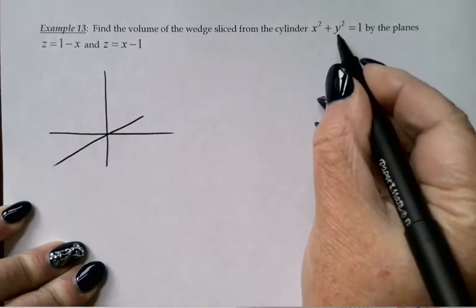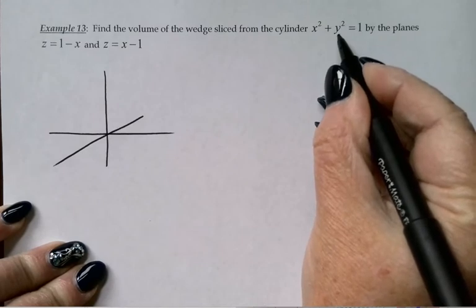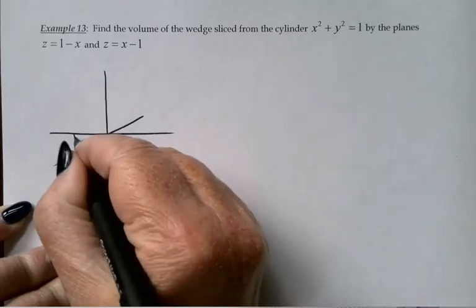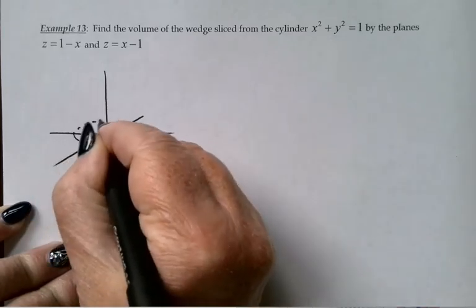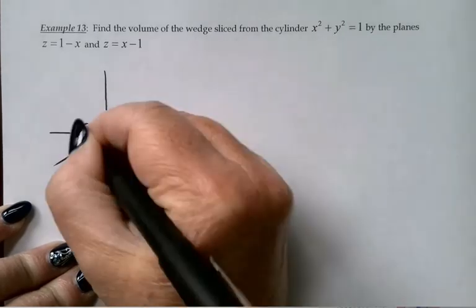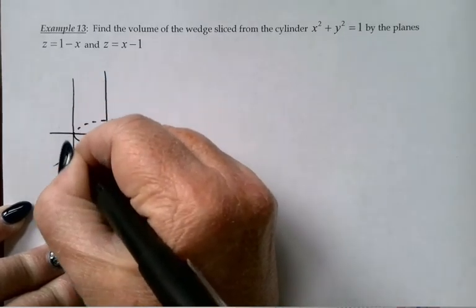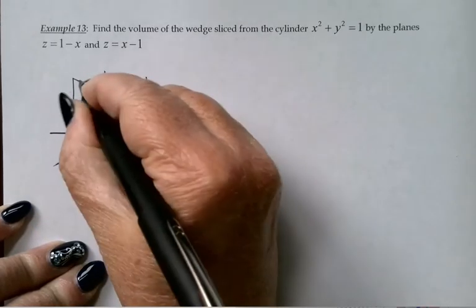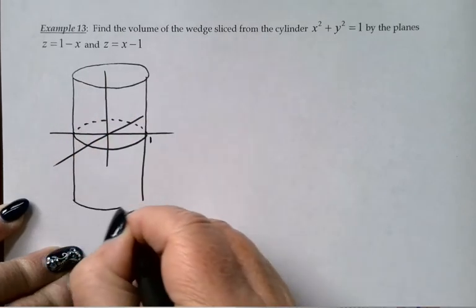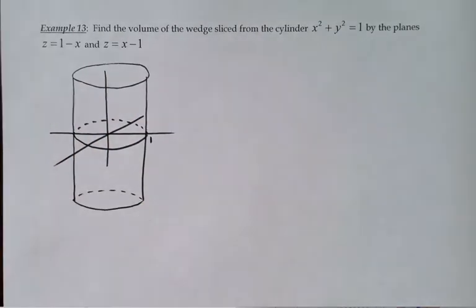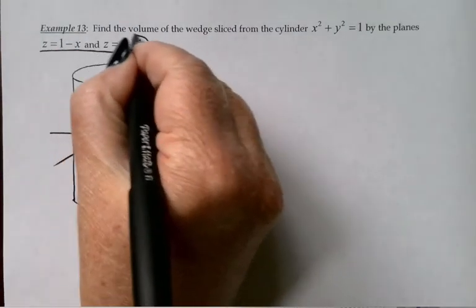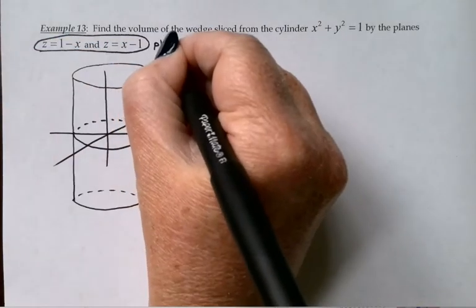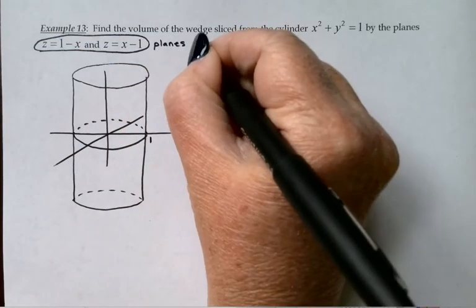So I'm going to begin by saying, in the xy plane, that's a circle of radius 1. It would be the cylinder, then, parallel to the z-axis, like so. All right, these are planes. Both are planes parallel to the y-axis, since y is not mentioned in either equation.